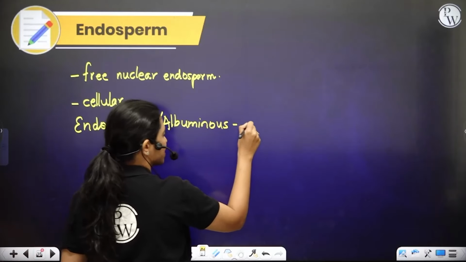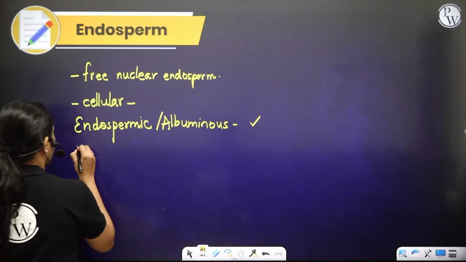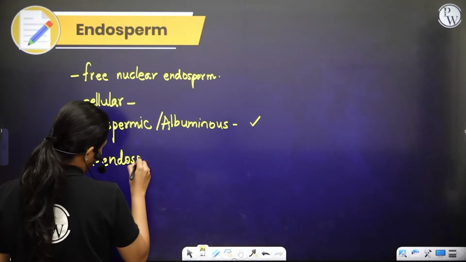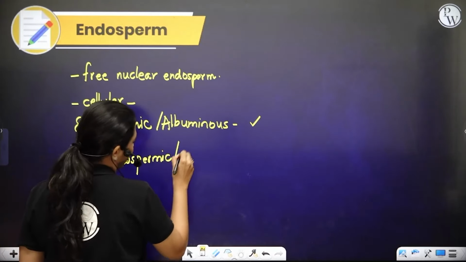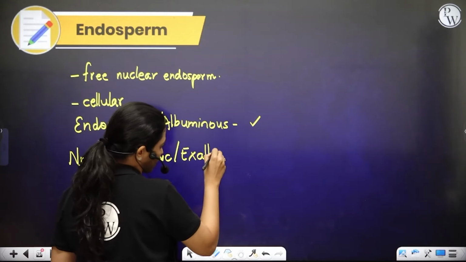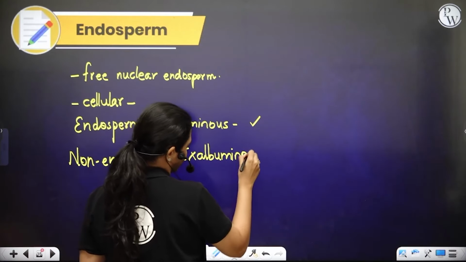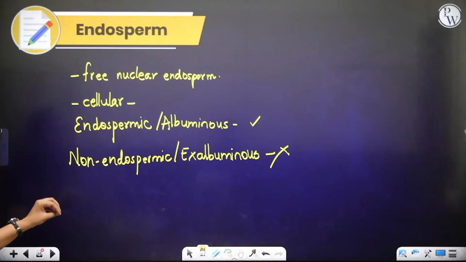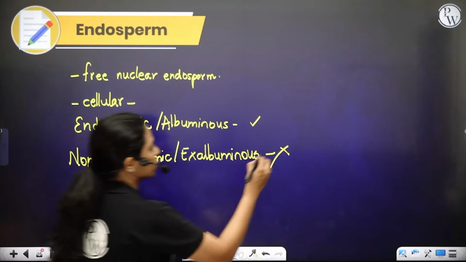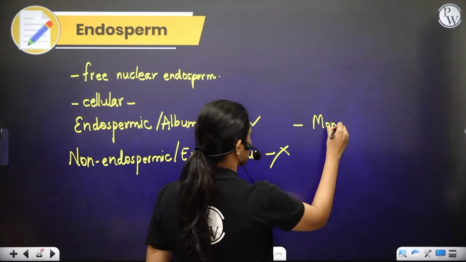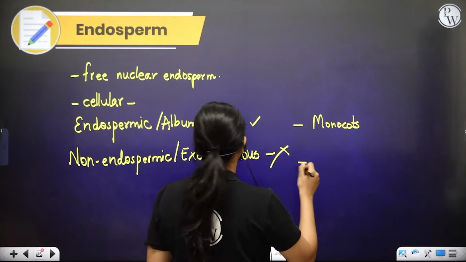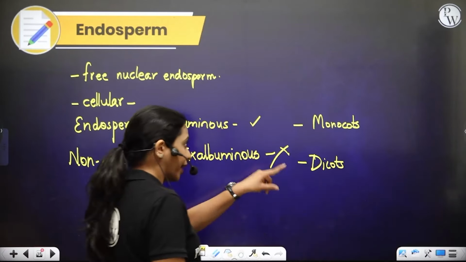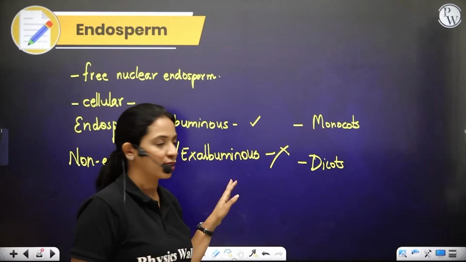In this, even in mature seed, endosperm will be present. If it is non-endospermic, or ex-albuminous, endosperm will be absent at maturity. Usually, endospermic seeds you can see in monocots. Non-endospermic seeds you can see in dicots. But there are dicots that are endospermic, and there are monocots that are non-endospermic.